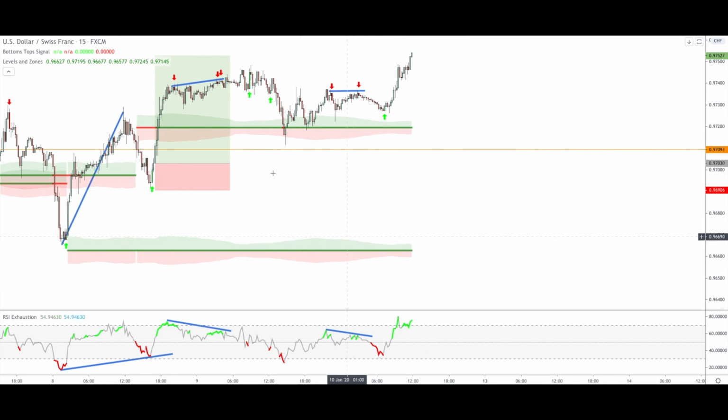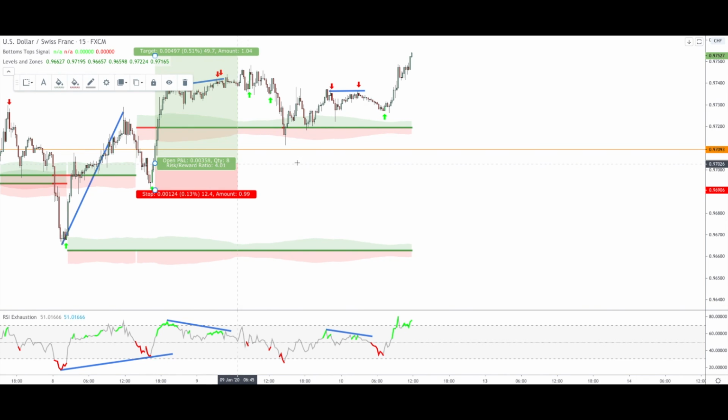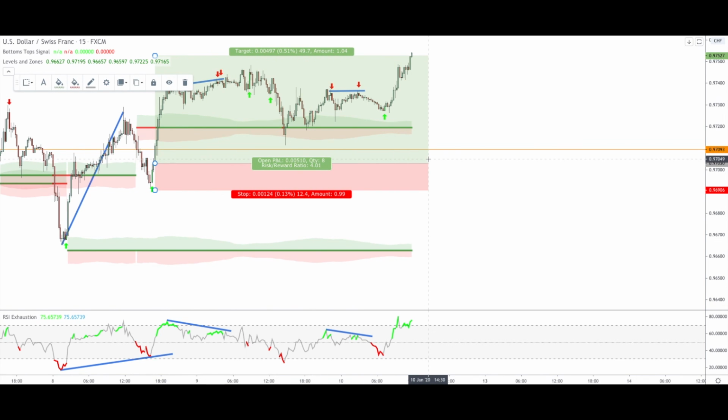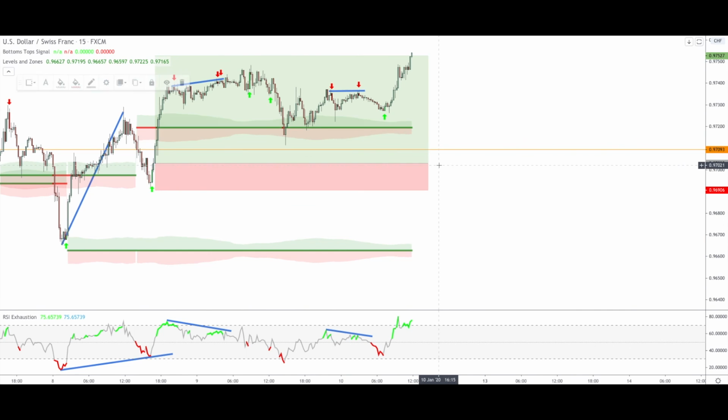We are now out of the trade with a profit, guys. So we made a 4x profit. As you can see here, I have extended this order area here. So as you can see, the price just went past our target.